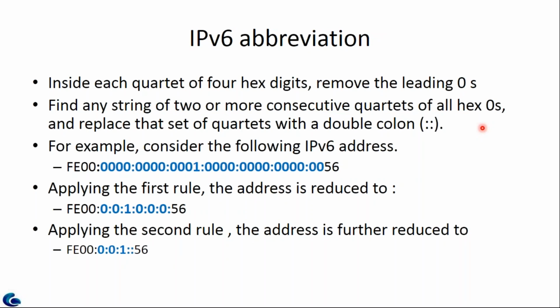So how do you shorten it? For example, if I'm seeing an address here like FE00 followed by zeros, the first rule says: please ignore all the preceding zeros in every quartet. For example, if this is 0001, it becomes 1. If it is 0000, it becomes 0. If this is 0056, it becomes just 56.